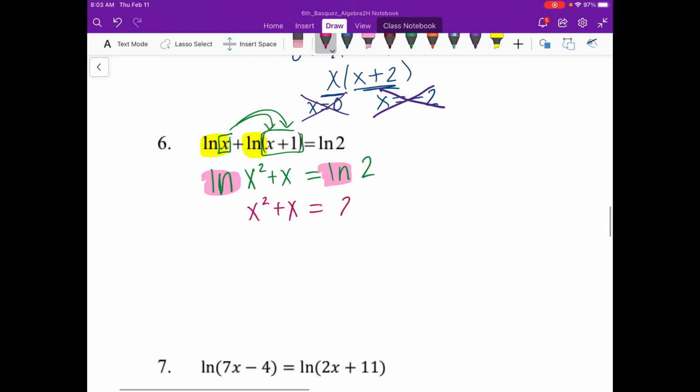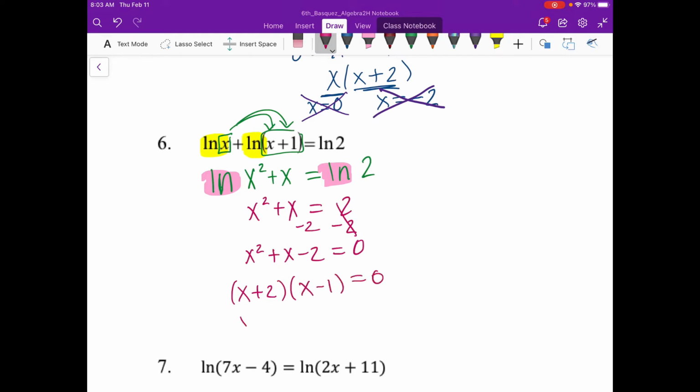So I have x squared plus x equals 2. Going to move the 2 over so that this can become a quadratic and I can solve for it from there. And then it's just a factoring problem. What two numbers multiply to negative 2 but add up to a positive 1? And so I get these two, set the factors equal to 0, and I get x equals negative 2 and positive 1. So again, go back to the original problem and check.